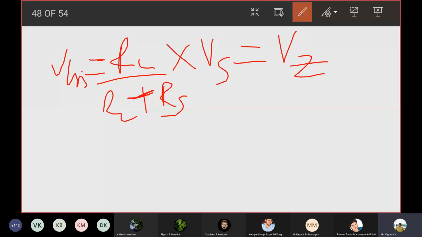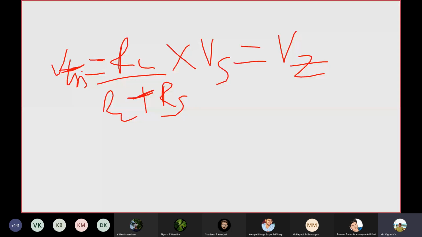Because you cannot keep on decreasing your RL and make it 0. If you make it 0, then VTH will be 0. But I hope you understood what I just told. If you keep on decreasing the value of RL, your VTH keeps on decreasing, and you may end up in a condition where your VTH will be less than VZ. So if you're asked to find out the minimum value of RL, just by solving this equation, you can find it.